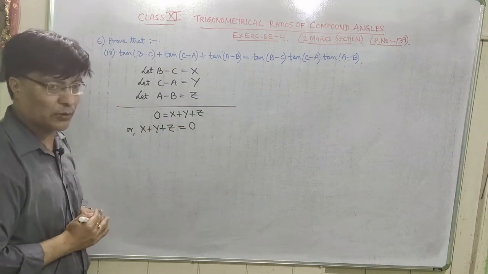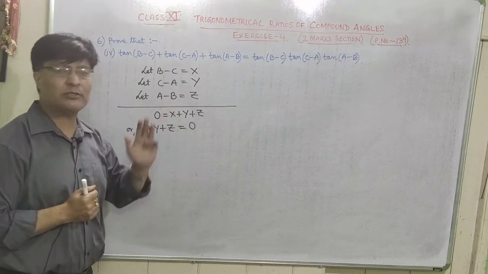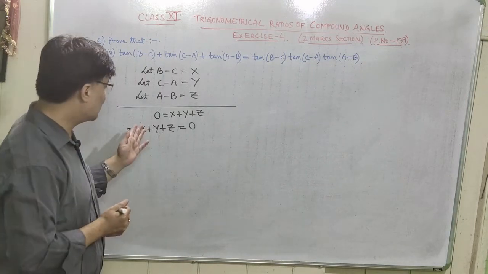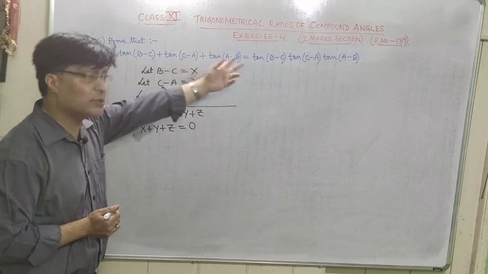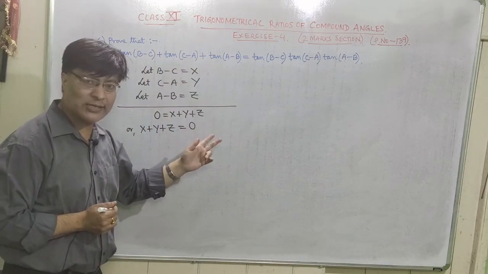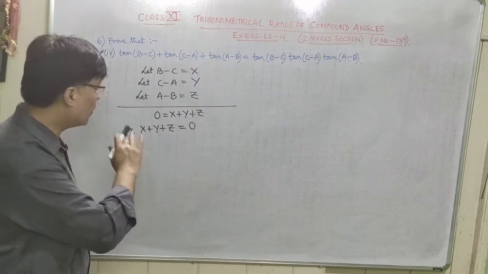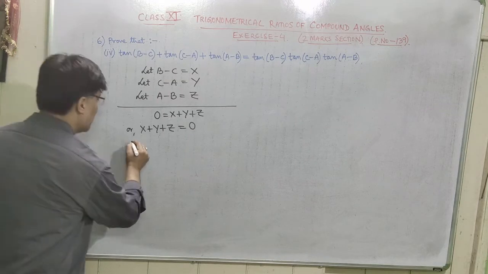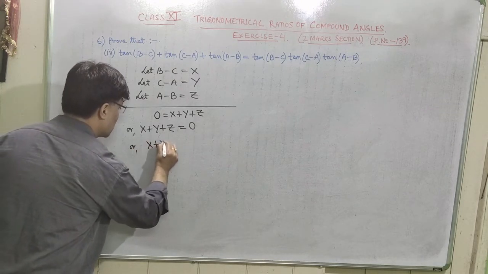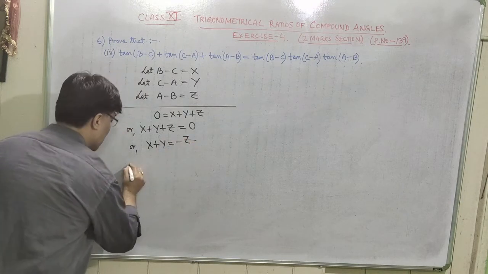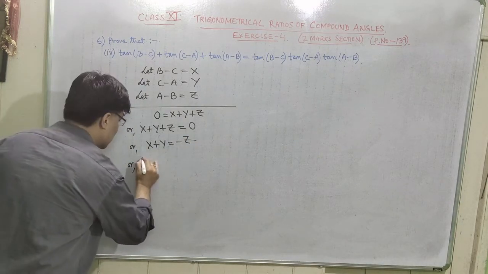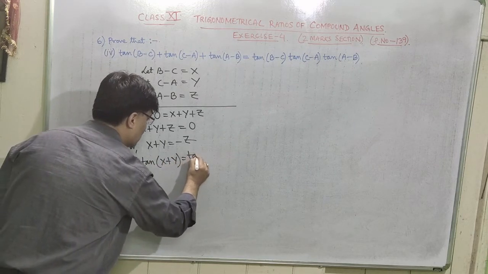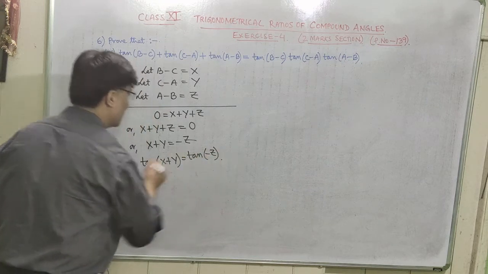Or you may write it as X plus Y plus Z is equal to 0. Now take one of the terms to the right hand side and then take tan on both the sides. You have to take tan on both the sides because you have to prove in terms of tan. So X plus Y is equal to minus Z. Now take tan on both the sides. So it is tan of (X plus Y) is equal to tan of (minus Z).